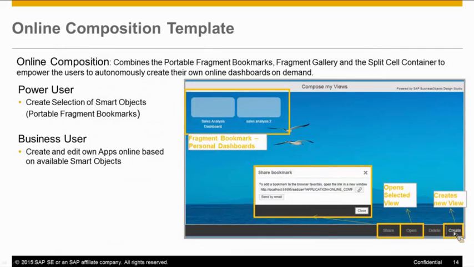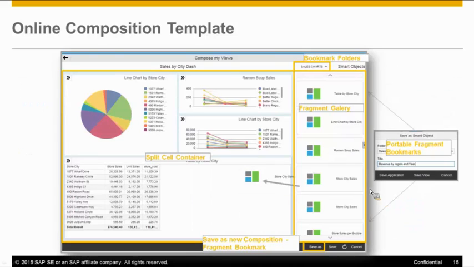So once you click on create, you are going to create a dashboard using the smart objects coming from different data sources which are created by different users. In page 2, on the right side you have the fragment gallery, which lists all the smart objects created by different users. You can drag and drop these smart objects into the design area, and then you have your split containers here. You can drag and drop your smart objects into the split container.